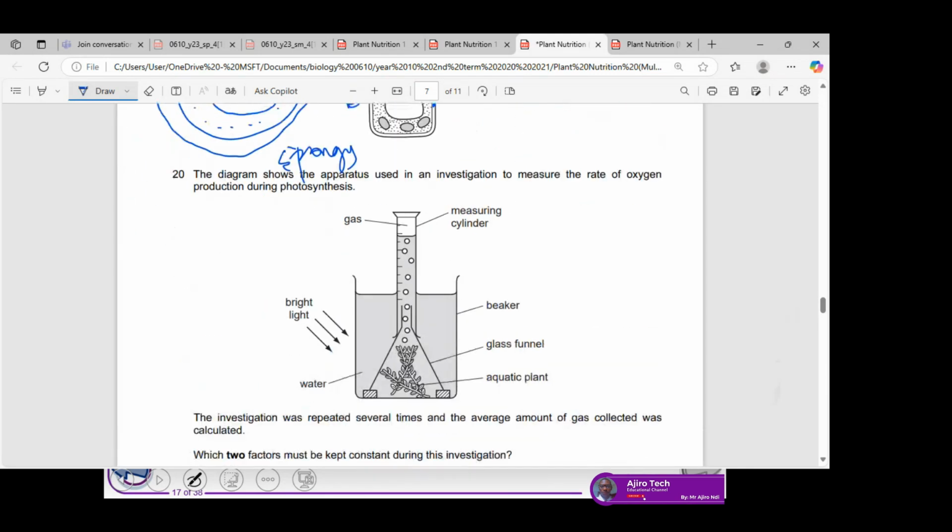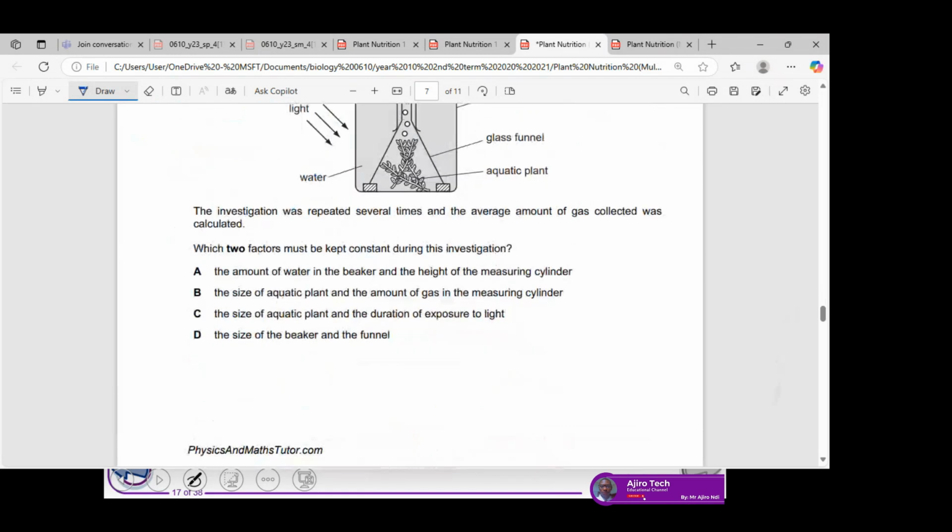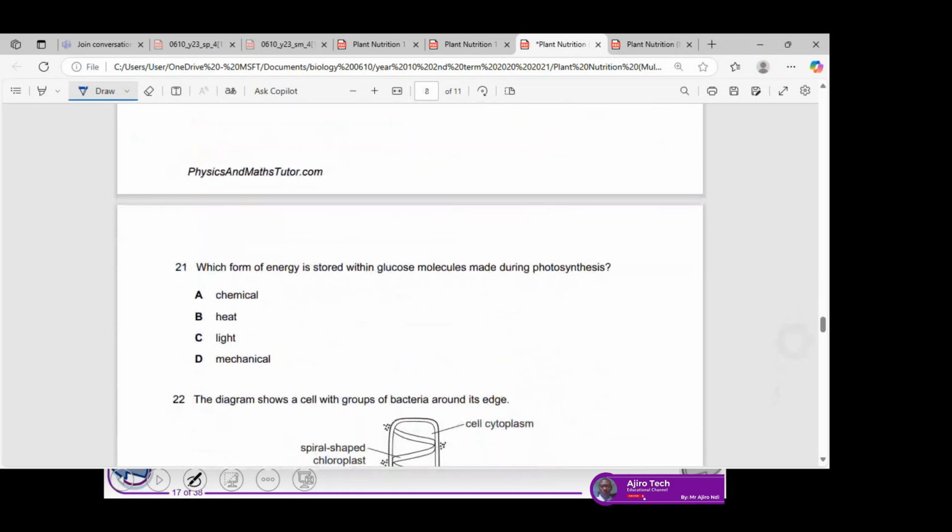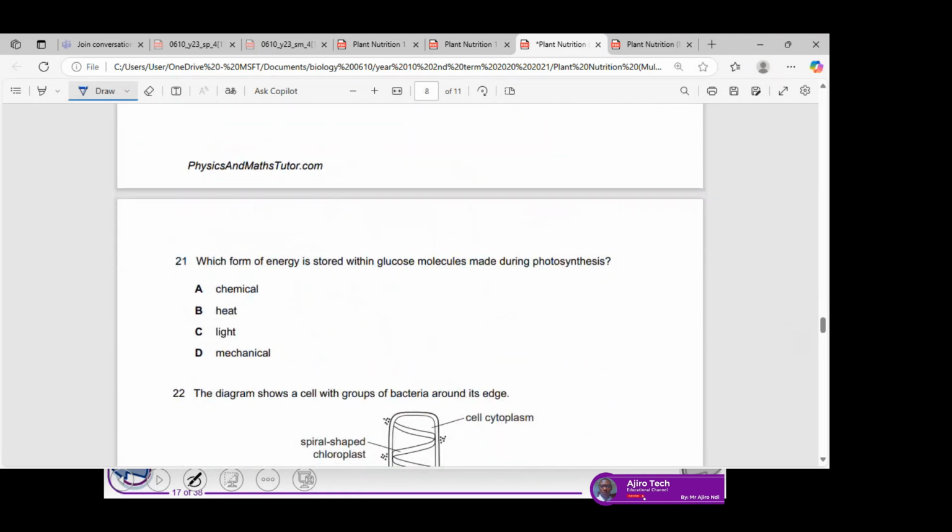I think that's enough on these questions. All right, let's end the questioning with question 21, and then we'll go on to our lesson on photosynthesis. We'll go on with the explanation of the other things.